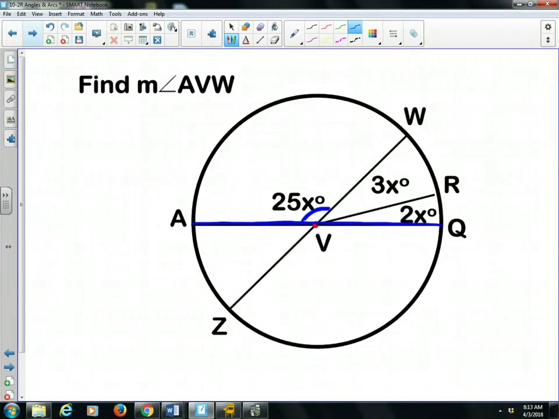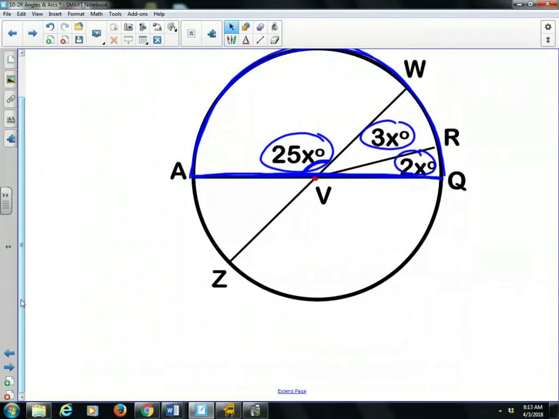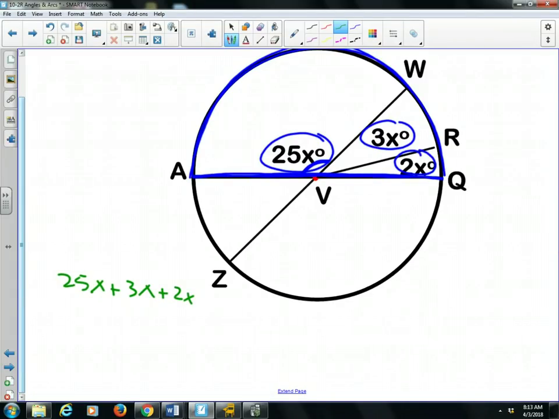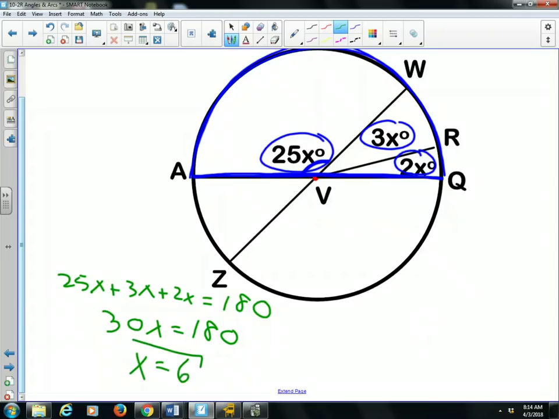AQ, this would be a diameter, wouldn't it? It's a chord that goes right through the center of the circle. So that means that this is a semicircle, which equals 180 degrees. So 25x and 3x and 2x, when we add them together, equals 180 degrees. And that's how we're going to solve. 25x plus 3x plus 2x equals 180 degrees. It equals a semicircle. So 25 plus 3 plus 2 is 30x. That equals 180. Divide both sides by 30, and x equals 6.